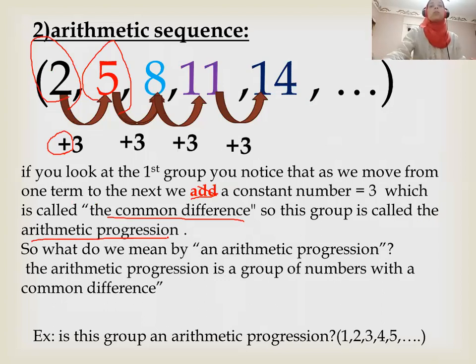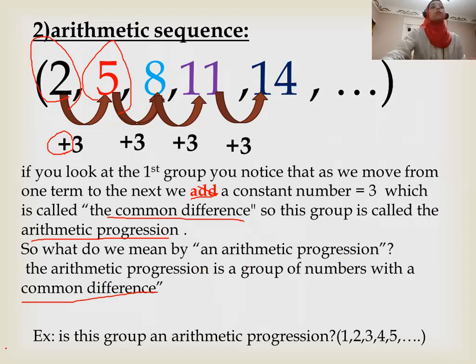So in the arithmetic progression, we do what? Right, we add the common difference. Well done. So what do we mean by an arithmetic progression or sequence? They are the same. The arithmetic progression is a group of numbers with a common difference.